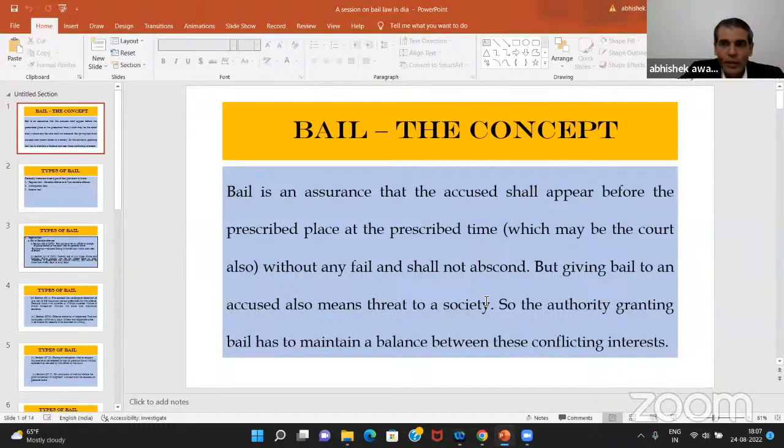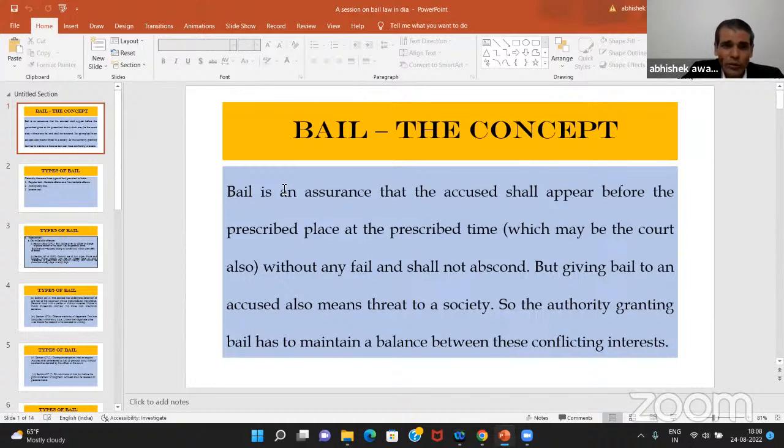Now, what are these conflicting interests? On the one side is the liberty of the individual, and on the other side is a threat to society, that by enlarging him on bail, he might commit the offense once again, or some other offense, or he might tamper with the evidence, or threaten, induce or try to tutor the witnesses. So the authority before which the bail application is moved faces all these conflicts of interest. And so bail is basically a balance that has to be drawn between the two interests.